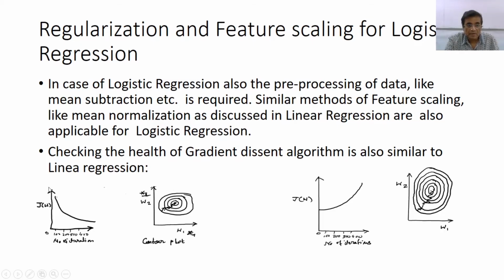whether your gradient descent algorithm is working well or not by plotting the cost function versus iteration or parameter, whatever it is. So it should be like this. The value of the cost function should come down iteration after iteration, then it is healthy. Okay. So these are good going.